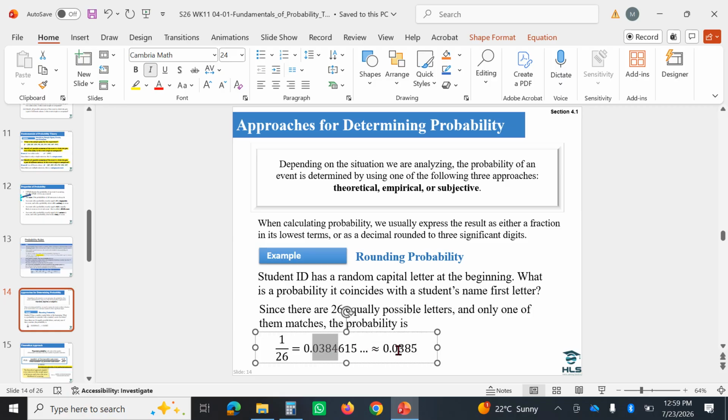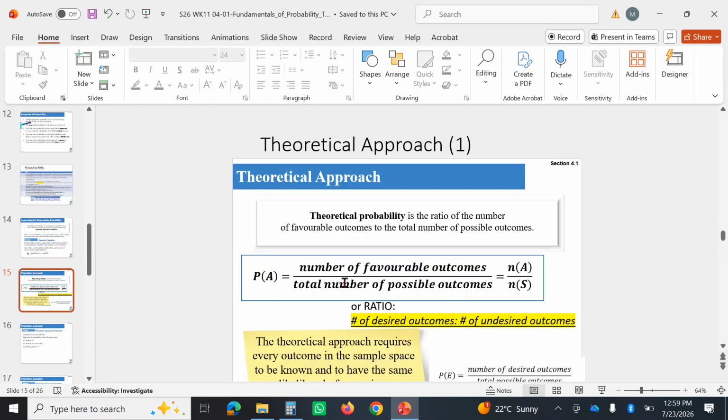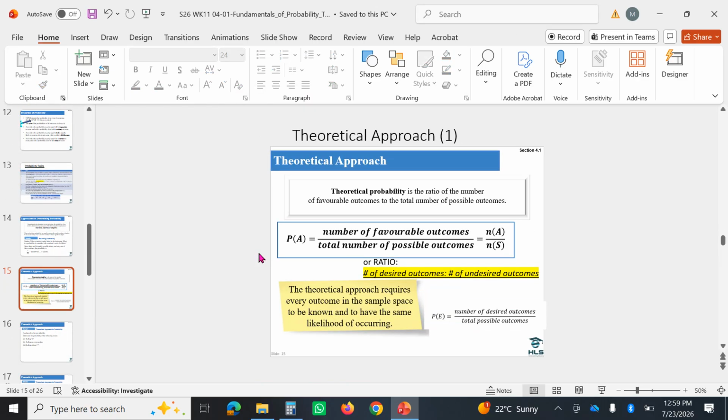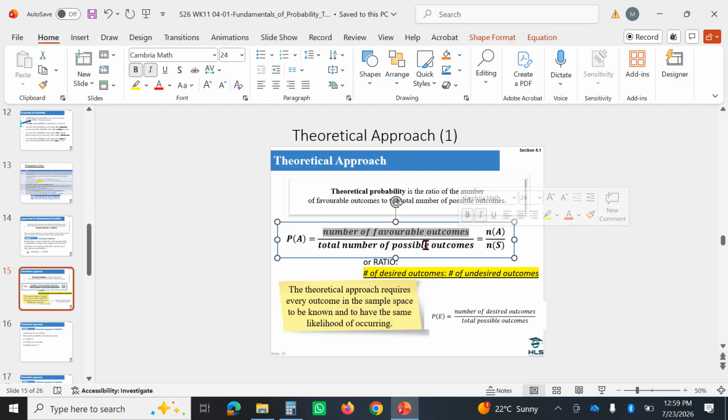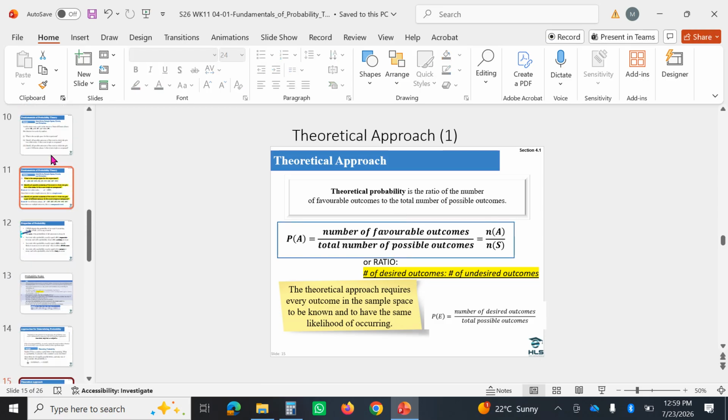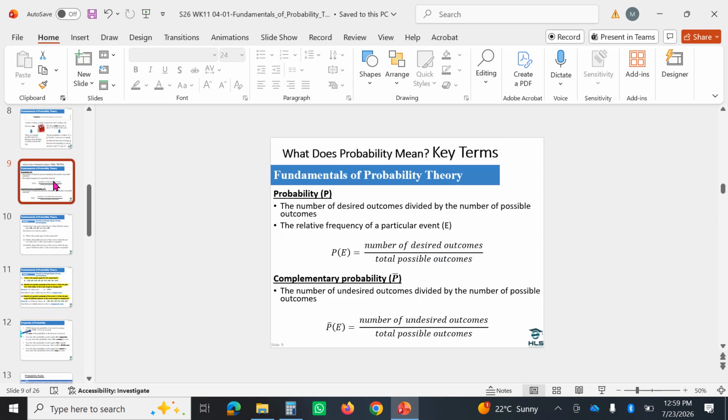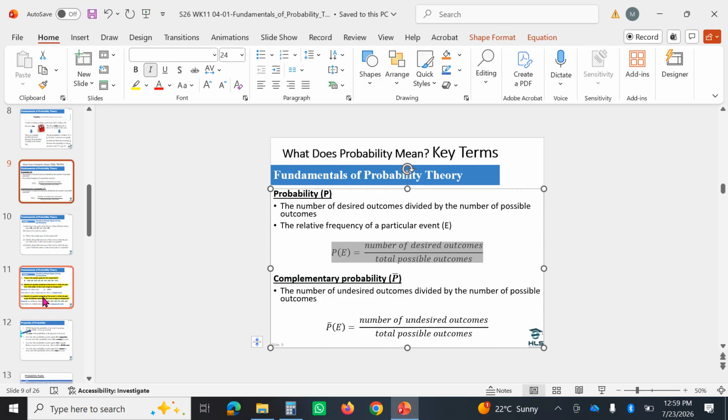is 3.85%. Good. There we go. So what we've got going on here, there's your theoretical approach to calculating probability, and that's the formula you've seen already. The probability of an event happening is equal to the number of favorable or desired outcomes divided by the total number of possible outcomes. Exactly. Same formula.